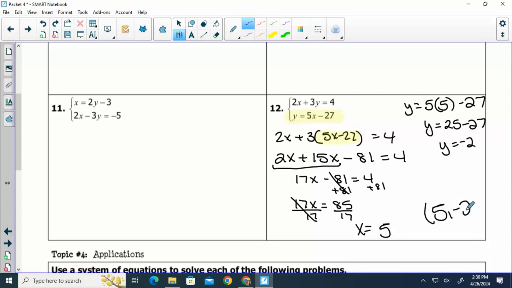So my answer is the ordered pair 5, negative 2. And if you use Desmos to graph them, they meet at that point. So we know we're correct. Okay, how are we doing on this so far?